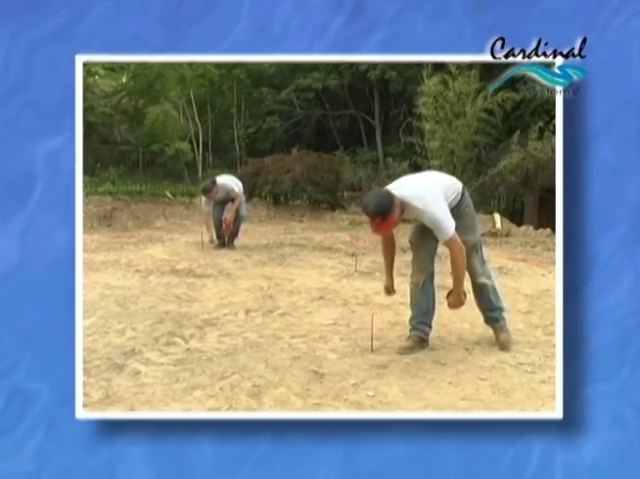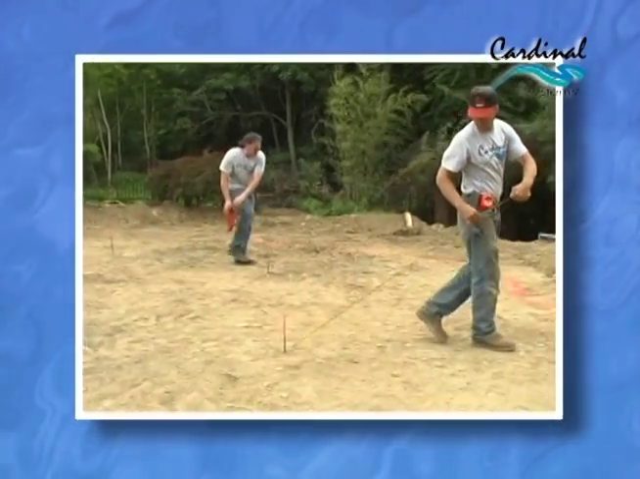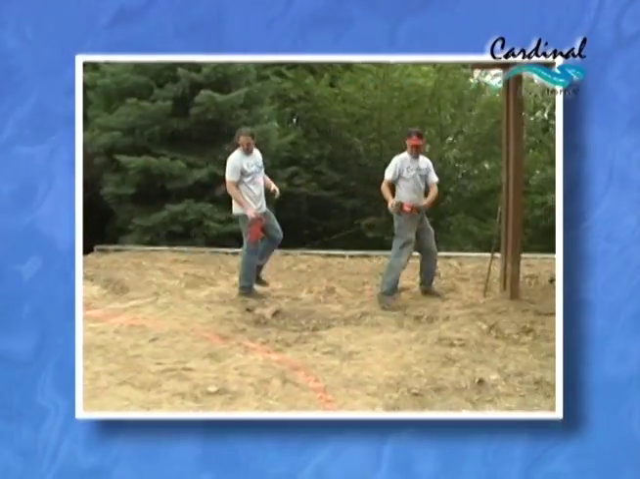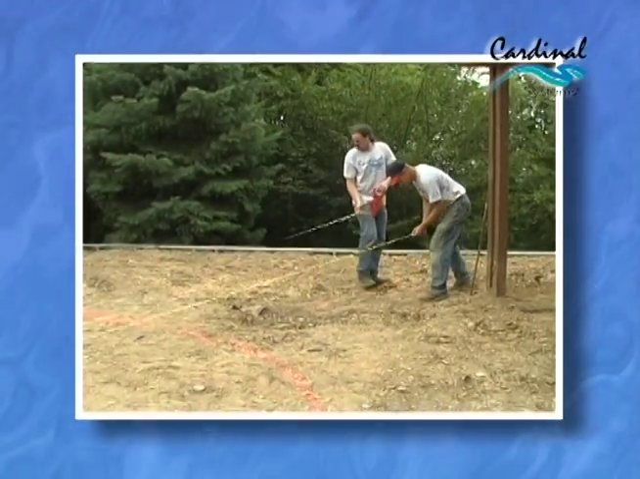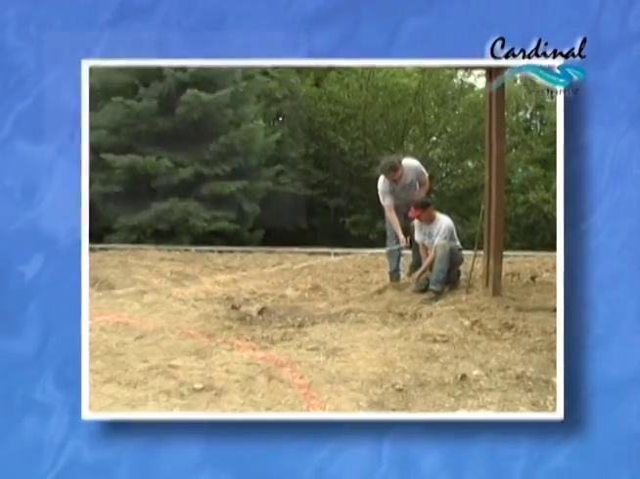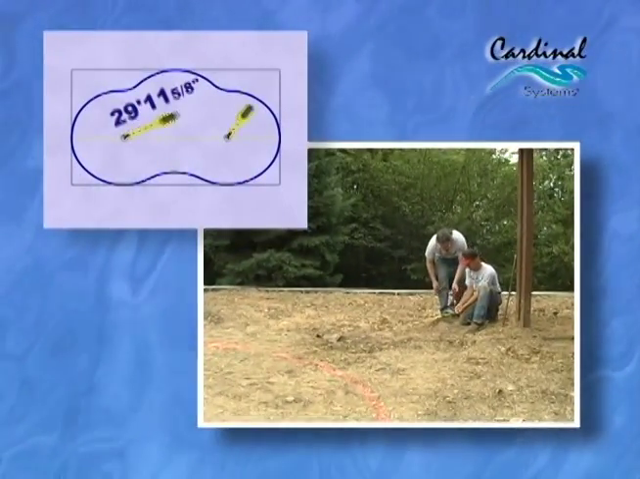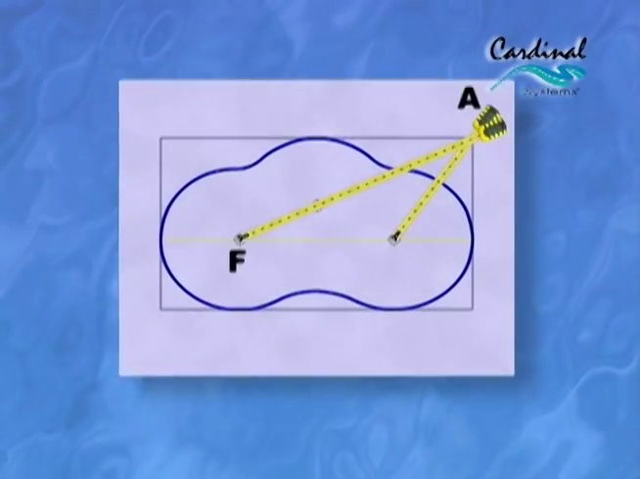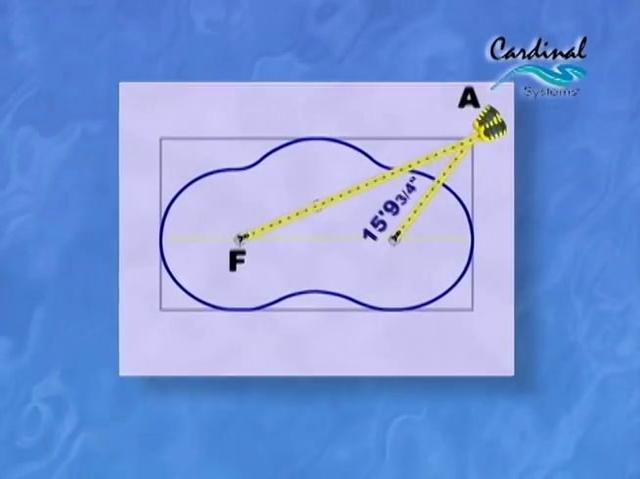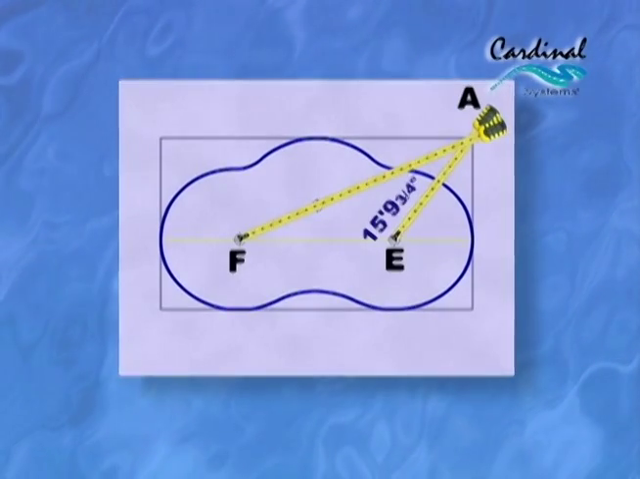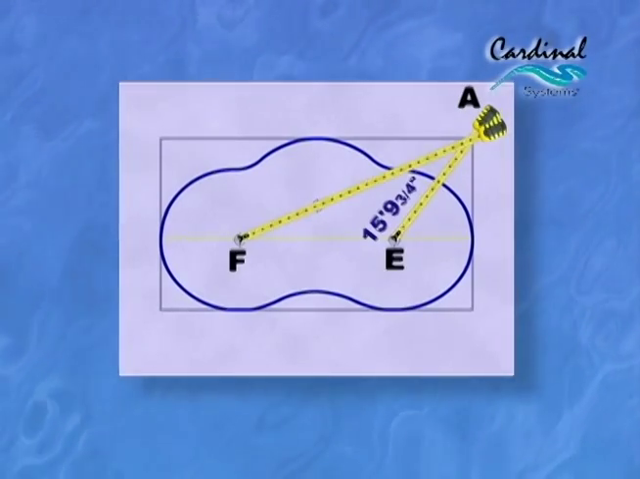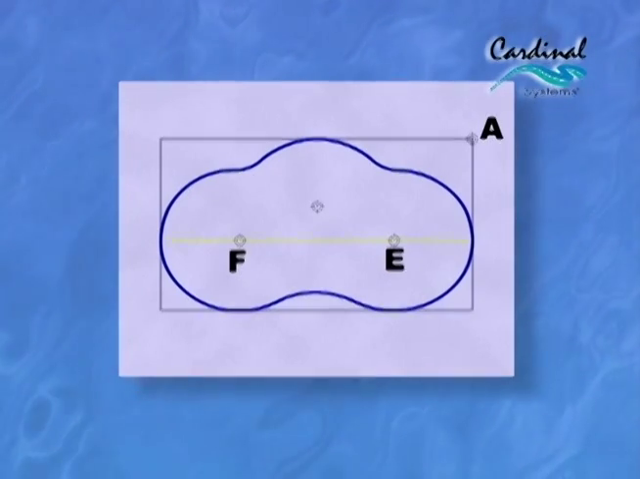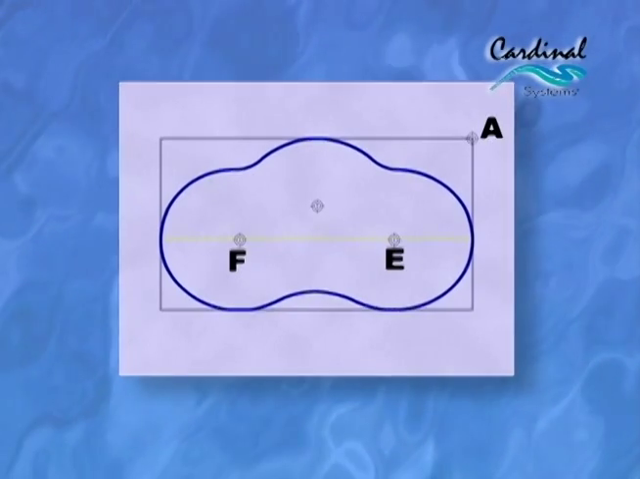Cardinal Systems recommends staking out reference points from which any previously measured and staked point can be reestablished. These box dimensions are achieved in this case by running a tape 29 feet 11 5/8 inches from the finishing radius F to A, and a second tape 15 feet 9 3/4 inches from point E to A, and bring them to intersect. Drive a stake at this point, A, in the pool layout.